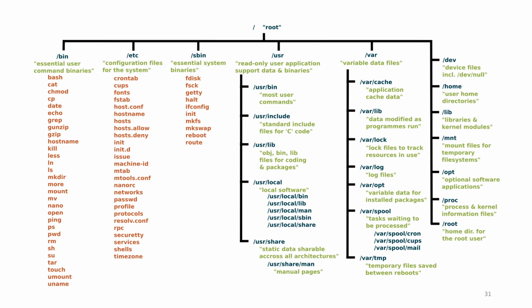Now, home is where the user home directories will be, dev is for the device files, lib is for the libraries and kernel modules, to extend the kernel to support more hardware. Mounting is easy, that's just to mount new file systems or folders when you install them, or network drives, and opt for optional software. And then, of course, root. Again, this root is the home directory for the root user. You will learn a lot more about this in the next course after MST.